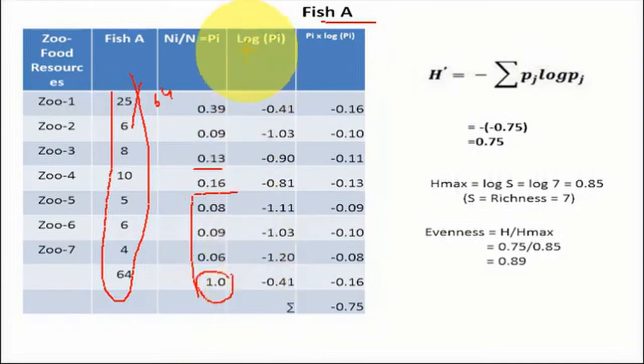But here we have to find out log Pi. This log Pi is what? This Pi you have got from this column, this cell. Now we find out the log of this one. It is minus 0.41.